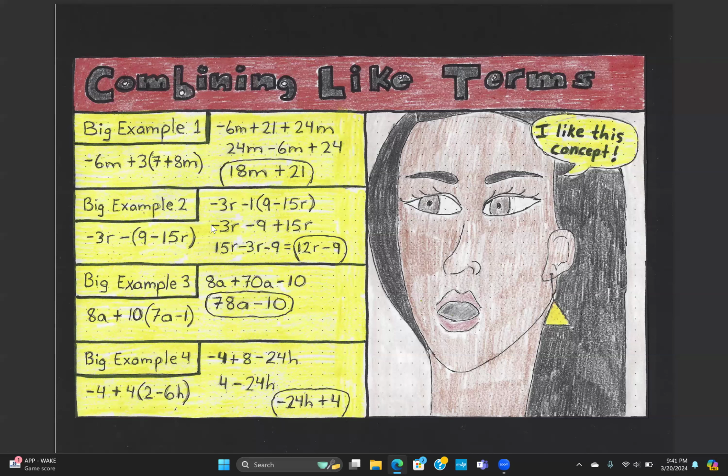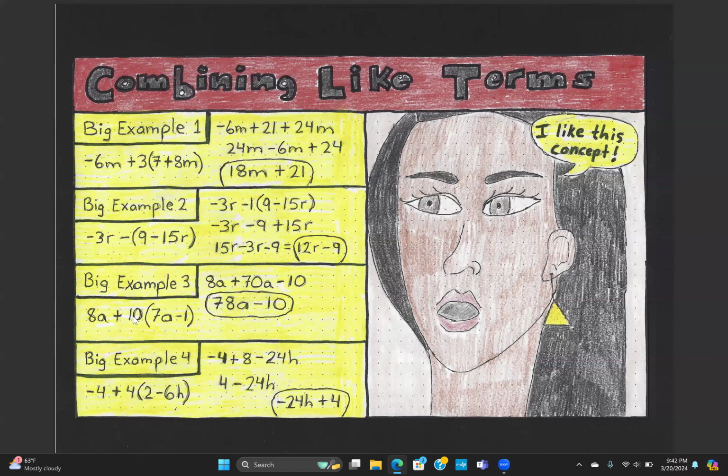Now we can include the negative 3r in the process of working this out. Let us combine the like terms of the negative 3r with the positive 15r. When we do that, 15r minus 3r will give us 12r minus 9, which is our final outcome for big example 2. And let's move on to big example 3, in which we have 8a plus 10 times the quantity of 7a minus 1.